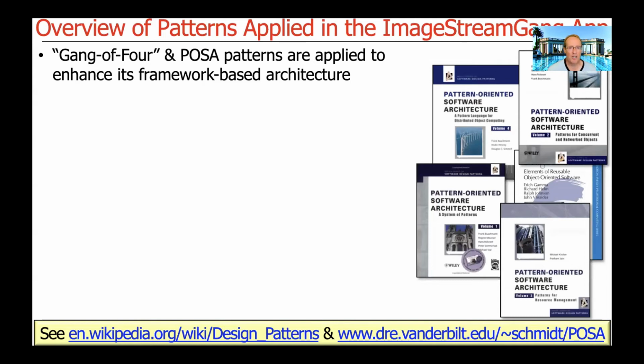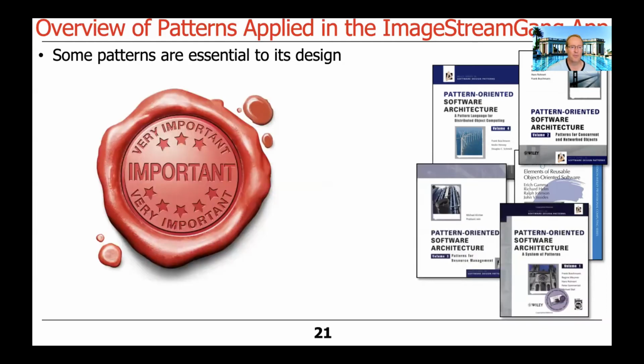Now, another thing that's important to mention here, and I haven't really spent as much time on this topic as I probably should in this class, but there's only so many things we can cover in the amount of time we have together. There's a bunch of patterns from the Gang of Four book and the various pattern-oriented software architecture books, the POSA books, that we apply in order to enhance our framework-based architecture for this case study. And you can find lots more about these patterns at the links below.